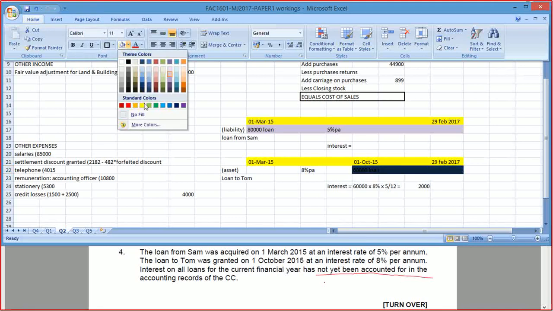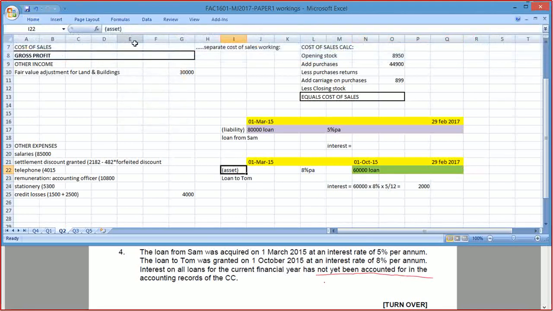Income. Good. Okay, because it's an asset. Assets generate income. Right, because he's going to pay the CC. So interest on loan to Tom, 2,000. Just take my working.